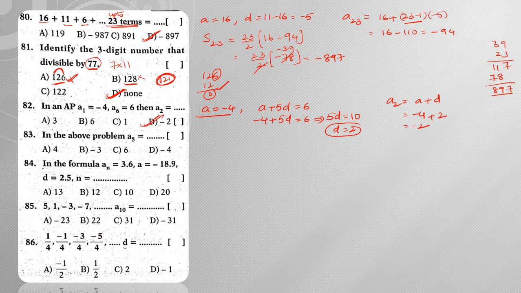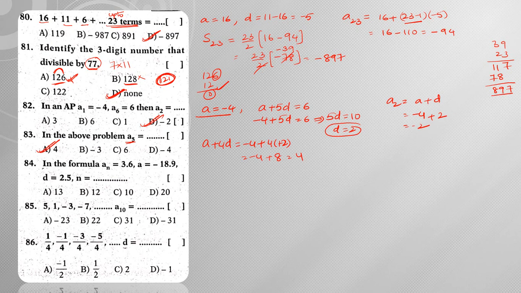Next, in the above problem, what is the value of A5? So A5 is nothing but A plus 4 times D. A is minus 4 plus 4 times D, so D is plus 2. Now minus 4 plus 4 twos are 8. 8 minus 4 is 4. Hence the answer is 4.